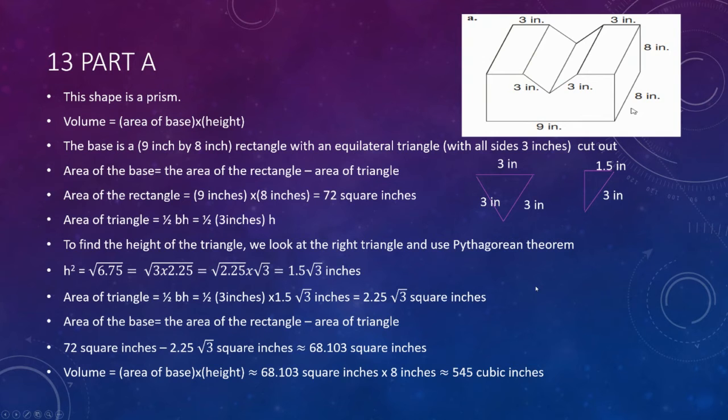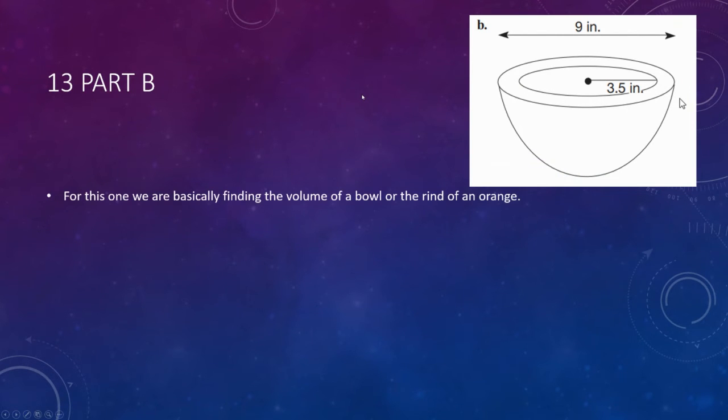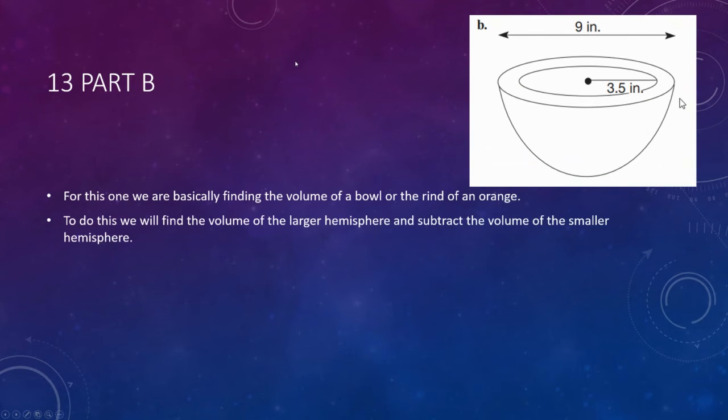Okay, next, we're going to take a look at part B. For part B, we're looking at this picture, and we're trying to find the volume. So to me, this kind of looks like a bowl or the rind of an orange or maybe like a watermelon or something. And to find that volume, we'll find the volume of the outer, larger hemisphere, and we'll subtract the volume of the smaller inside hemisphere.